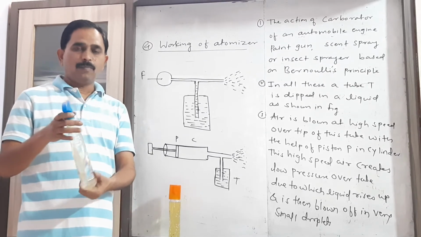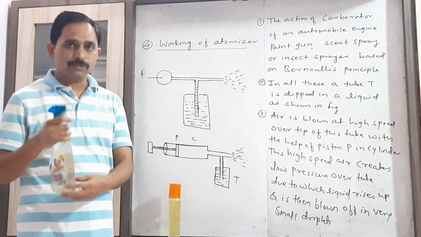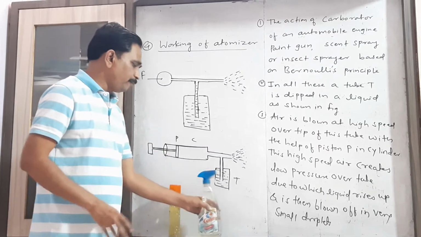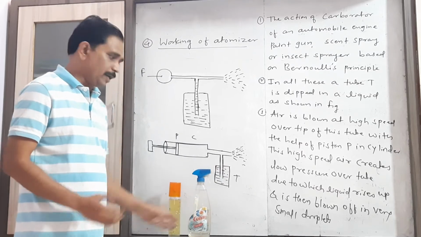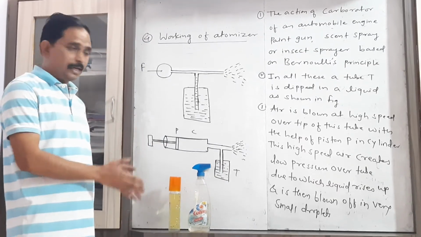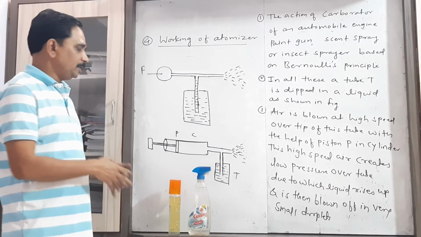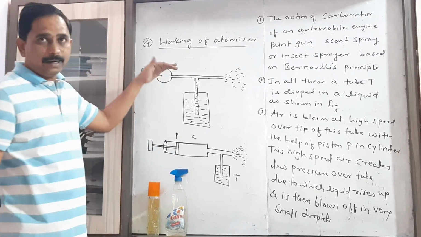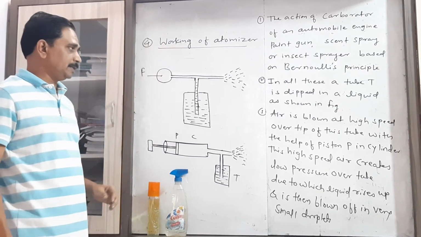So this is the bottle of cooling. We can also use it as a sprayer. Now what is the principle? What is the theory that is used in that atomizer? So these are the simple diagrams which we can draw under the head of working of atomizer.